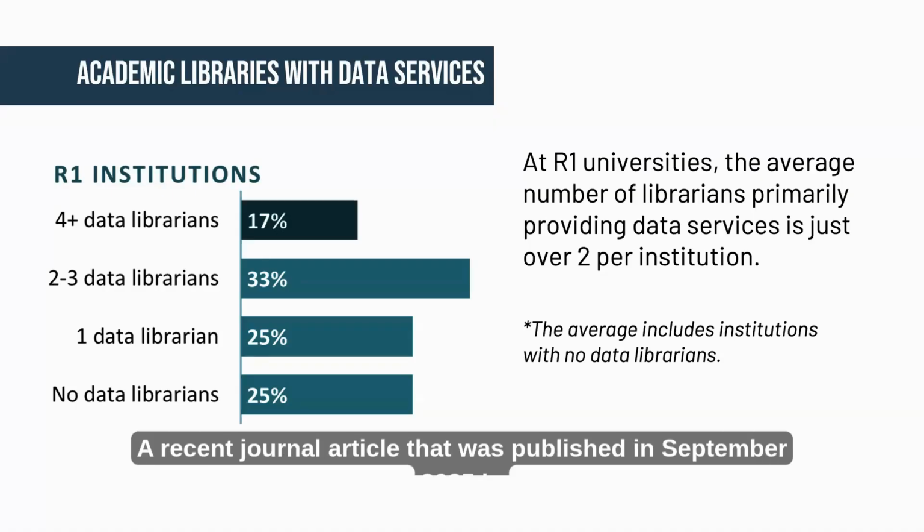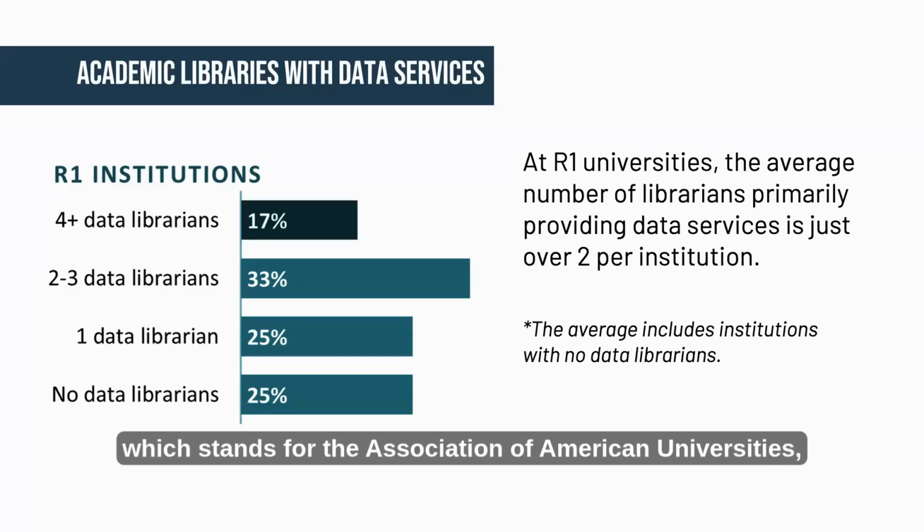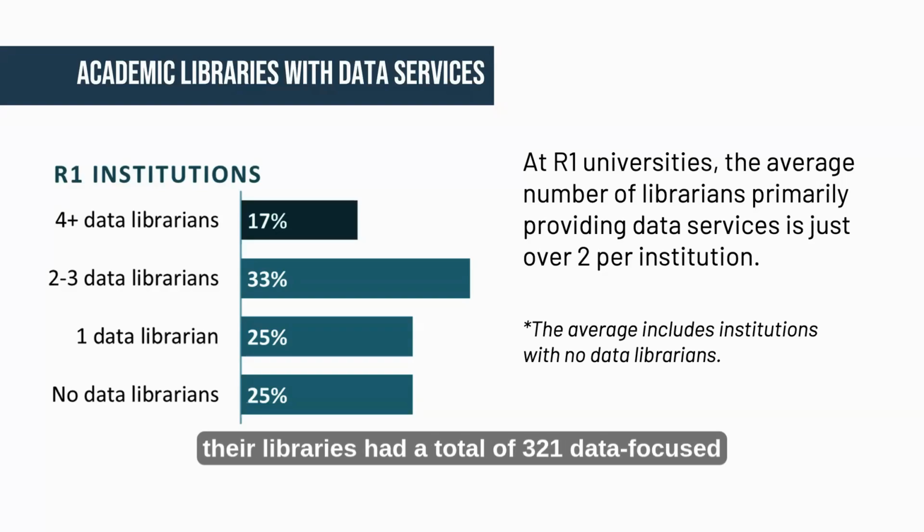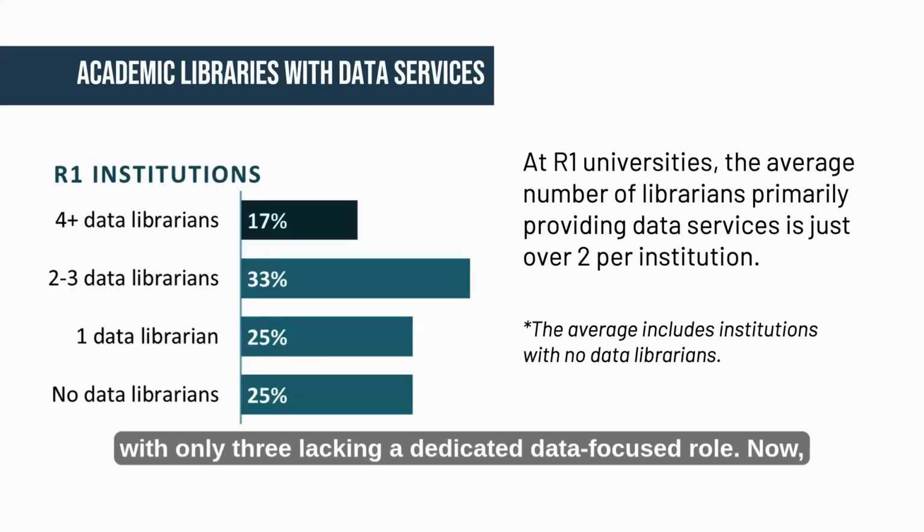A recent journal article published in September 2025 in the Journal of Academic Librarianship said that AAU, which stands for the Association of American Universities, libraries had a total of 321 data-focused roles identified across 71 AAU libraries, with only 3 lacking a dedicated data-focused role.